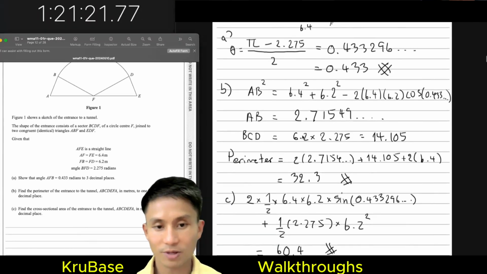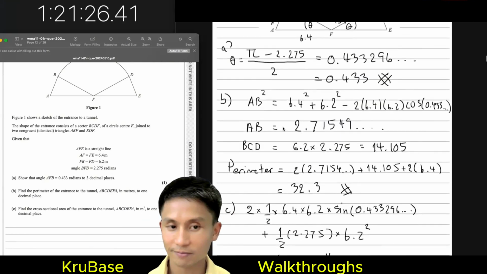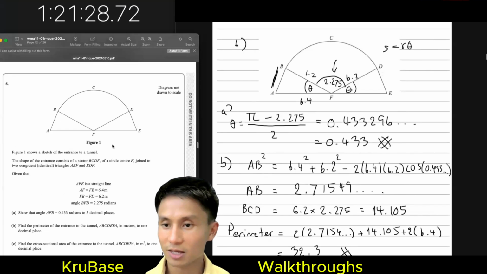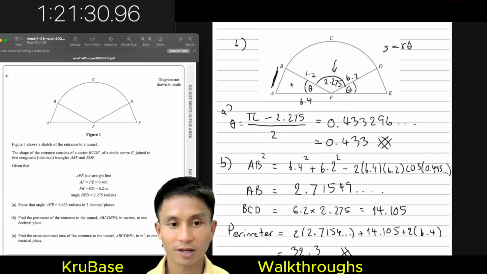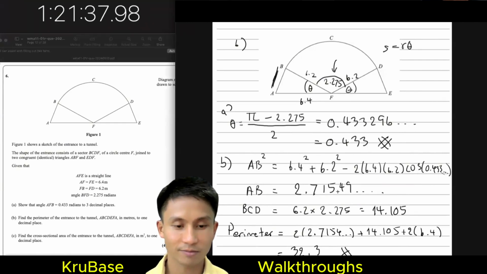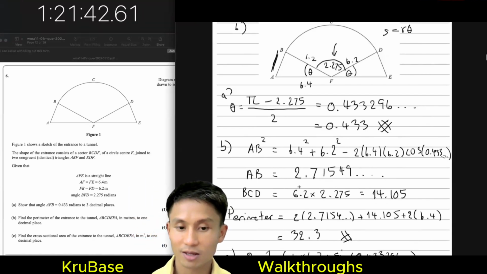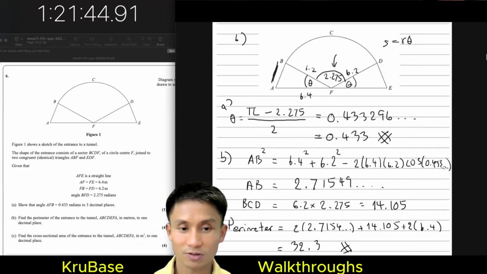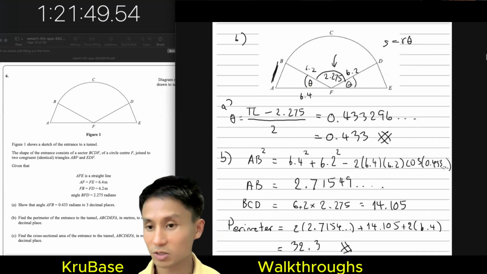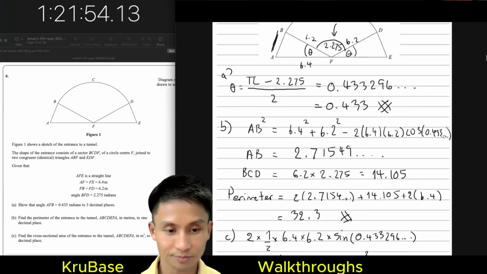Number 6. Show that angle AFB is that. So this is as required. And then AB, yeah, we need to find using the cosine rule. So that squared minus 2, that times that should be okay. I checked the calculator already, so I'm not going to check it again. And BCD, which is the arc length. So that is R times theta, R being 6.2. Theta is already given, so that should be okay.